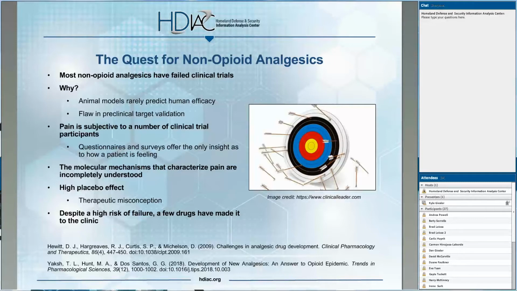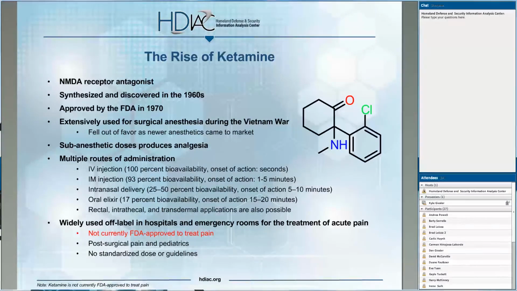And despite all these challenges, there have been a few drugs that have made it to the clinic, but the one I really want to talk about now that's starting to experience a resurgence is ketamine. Now, ketamine, its chemical structure I have featured right here, is an NMDA receptor antagonist, which we'll go into shortly. The compound was discovered in the 1960s, and I think the first human trials for ketamine were in the mid-1960s, perhaps 1964, and the FDA approved it in 1970 as a sedative.